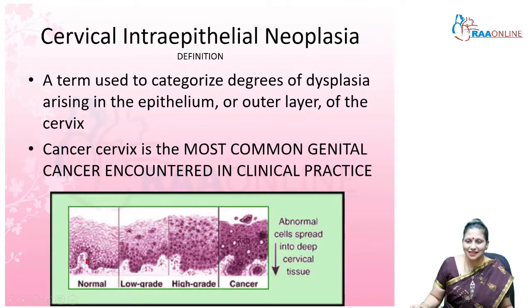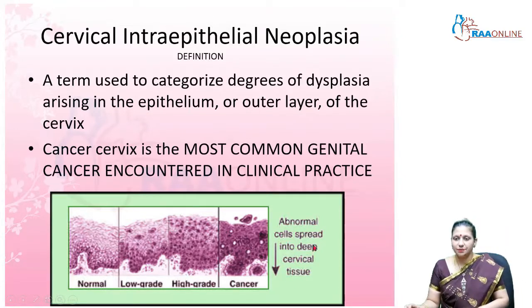So, the thing to realize in this slide is that these dysplastic cells arise from the epithelium. The basal 1/3 of the epithelium is involved first, and then it grows up to the 2/3 of the epithelium, and then the entire thickness of the epithelium is involved. The basement membrane is still intact in cervical intraepithelial neoplasia. Since the basement membrane is intact, it is called intraepithelial. After the basement membrane is breached, it becomes a microinvasive carcinoma. So, abnormal cells spread into deep cervical tissue and it is called microinvasive carcinoma.